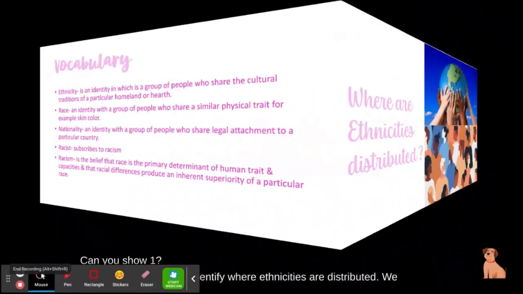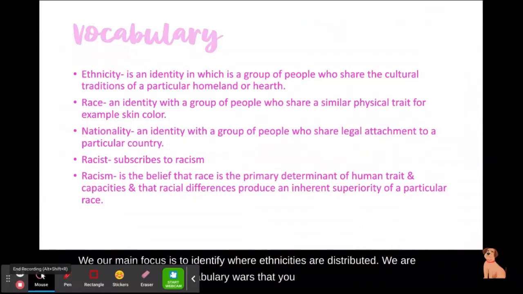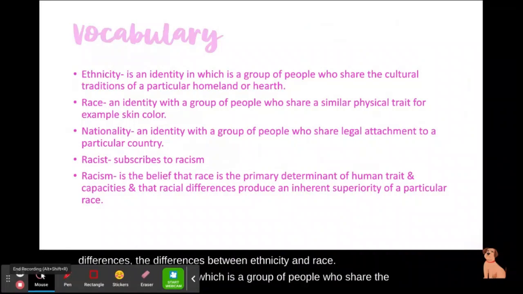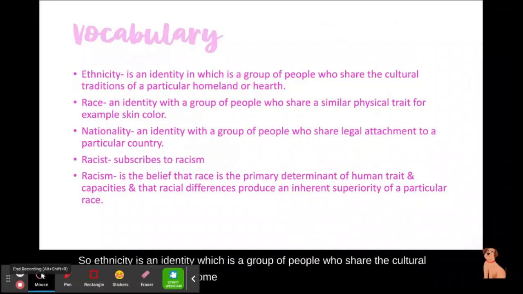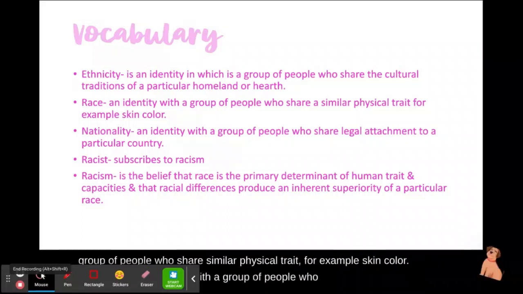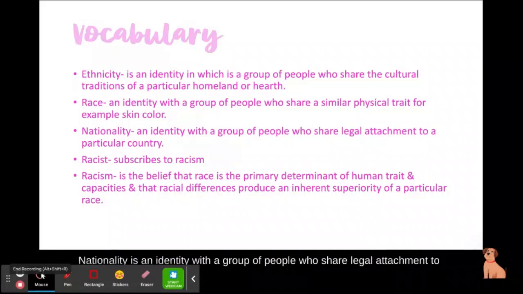We are going to start off with vocabulary words that you need to know and the differences between ethnicity and race. Ethnicity is an identity with a group of people who share the cultural traditions of a particular homeland or hearth. Race is an identity with a group of people who share similar physical traits, for example, skin color. Nationality is an identity with a group of people who share legal attachment to a particular country.